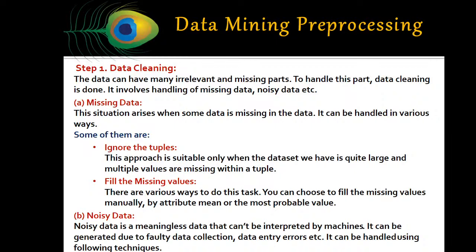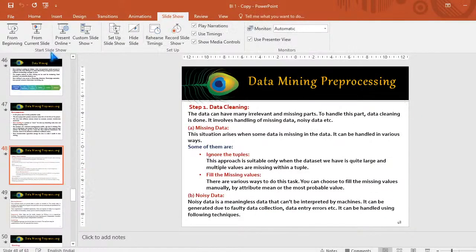Manually means you can just put 0 or randomly 35, something like that. But most probable value means you have some reference, by seeing what exactly the customer looks like, and you can put that particular height and weight value. So these are two types of handling missing data. Then noisy data means meaningless data that cannot be interpreted by machines. It can be generated due to faulty data collection, data entry errors, right? So that is called noisy data.